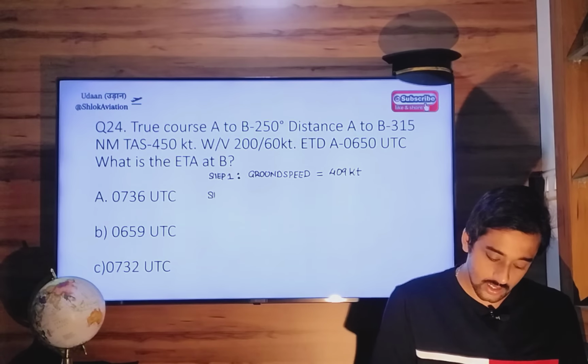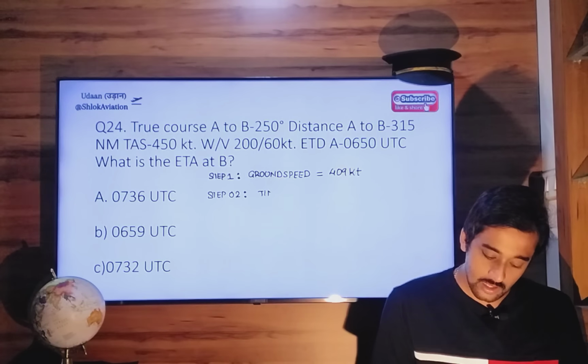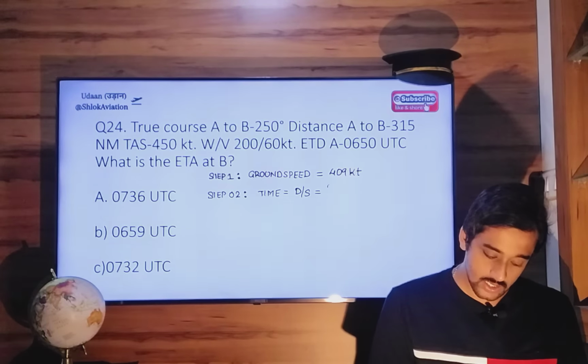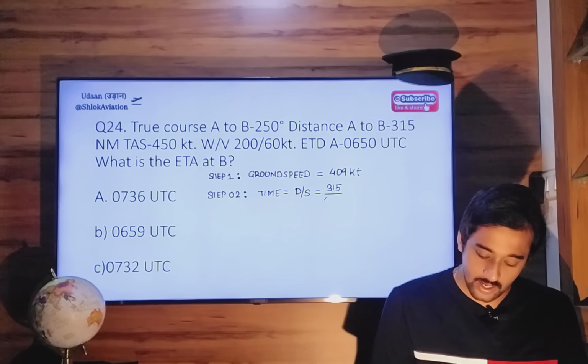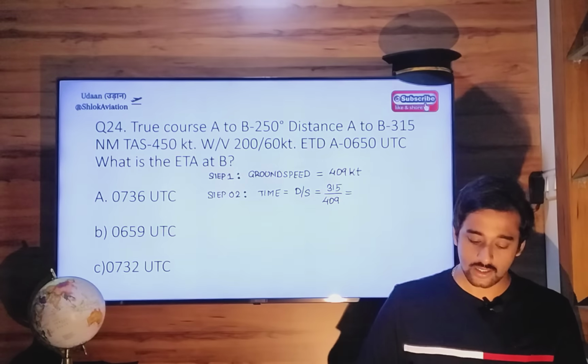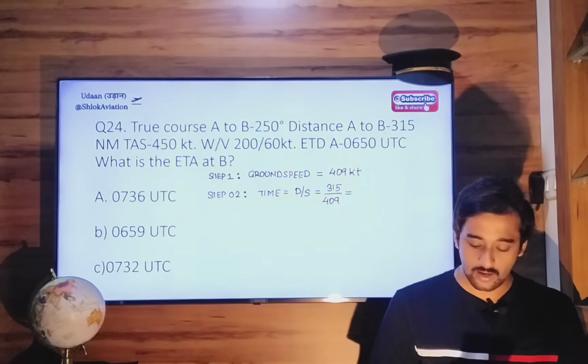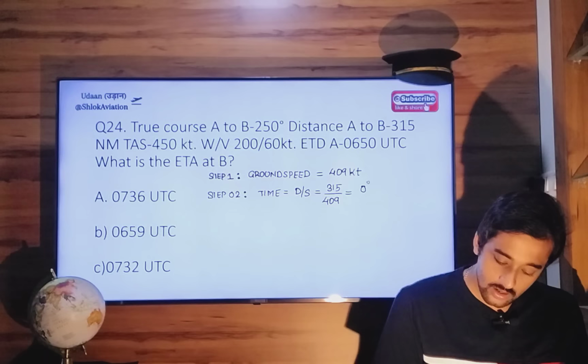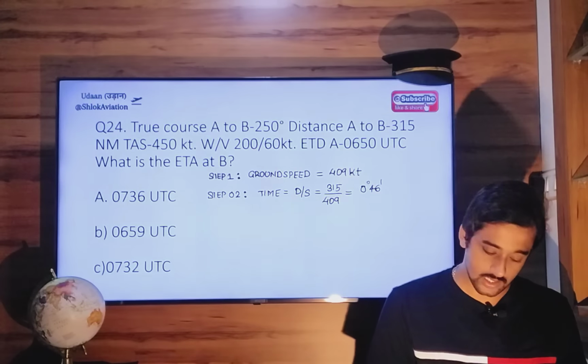Step 2, time. Flight time will be distance by speed. Distance 315 nautical miles divided by 409 knots. So 315 by 409 gives 46 minutes. 0 hours 46 minutes.